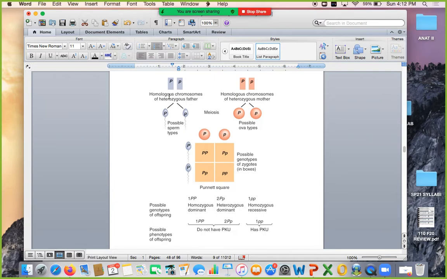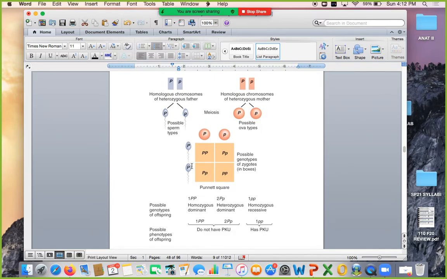So that means that we can have two different options of sperm type from a father that is heterozygous. All right, so this individual is going to be an uppercase P and a lowercase p, and this one again, uppercase P and lowercase p. So both mom and dad can create two different types of gametes. So two different types of sperm and two different types of eggs.